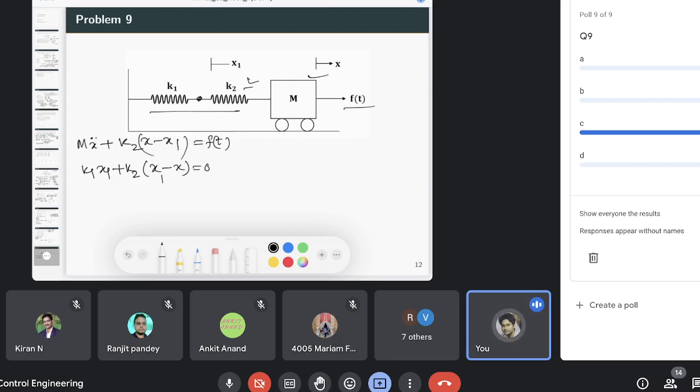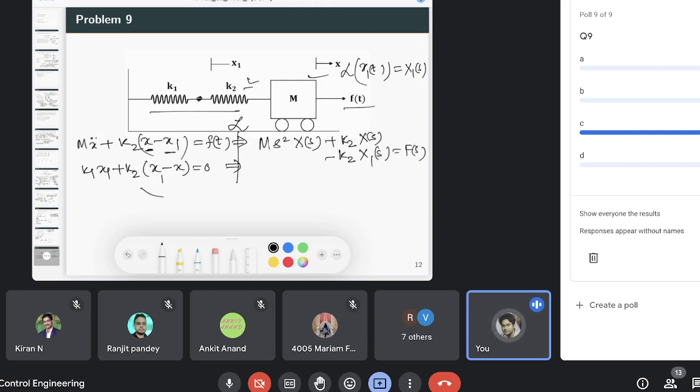Now we take the Laplace transform of both equations. Taking the Laplace transform of the first equation gives m s square X(s) plus k2 X(s) minus k2 X1(s) equal to F(s), where I denote the Laplace transform of x1(t) as X1(s).